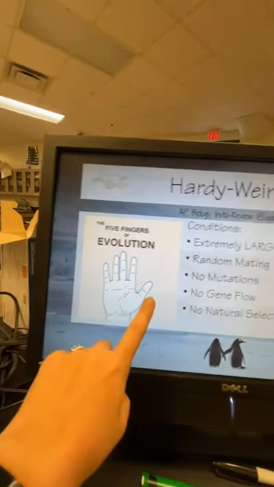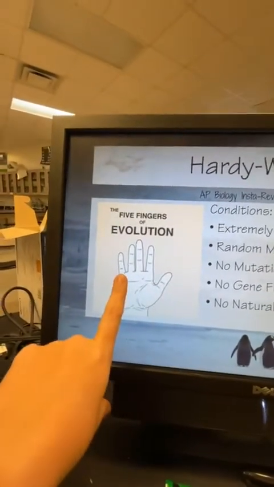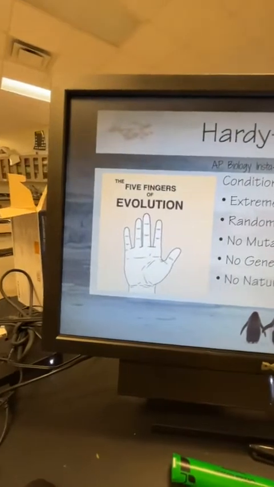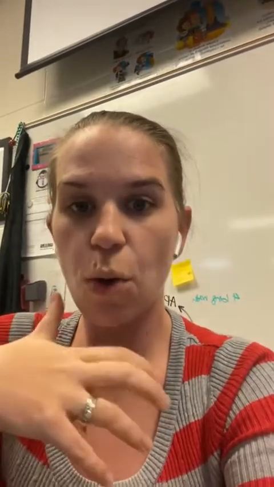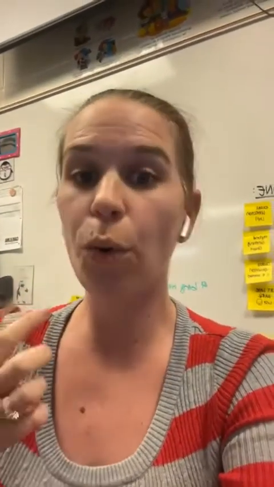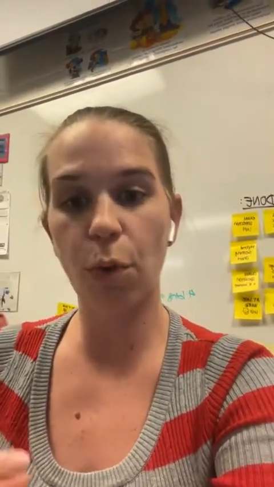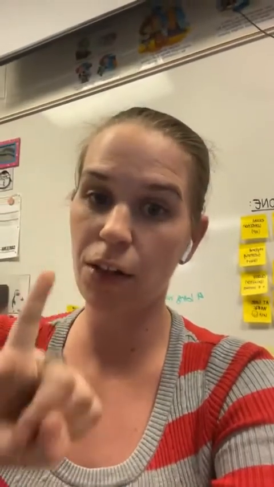Okay, so as we see, we have our 5 fingers. The pinky finger represents that we need to have an extremely large population size. The larger your population size, the less that small random changes like genetic drift are going to affect your population. We need an extremely large population size so that these small random situations aren't going to change our allele frequency, because that's what's happening with evolution. Evolution means that there is a change in either the allele frequency or the genotypic frequency. So we need to show that this is not happening, and in order for it not to happen, we definitely need a very large population size.